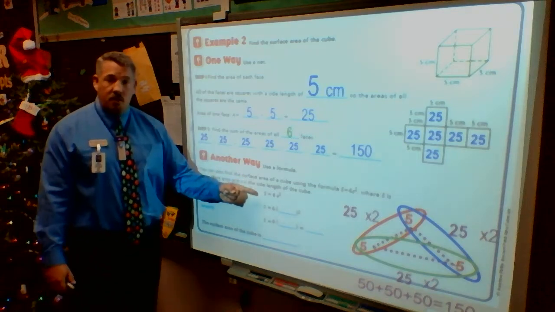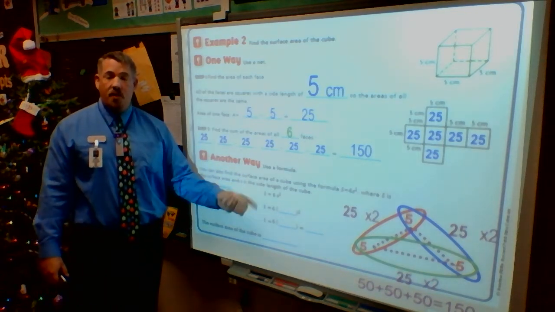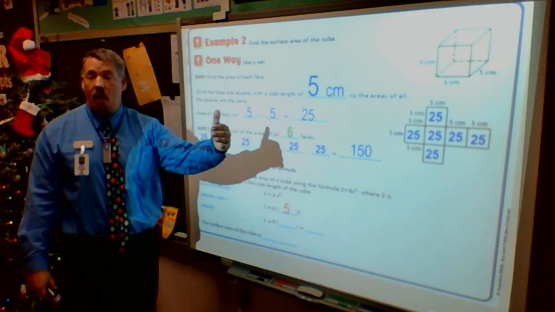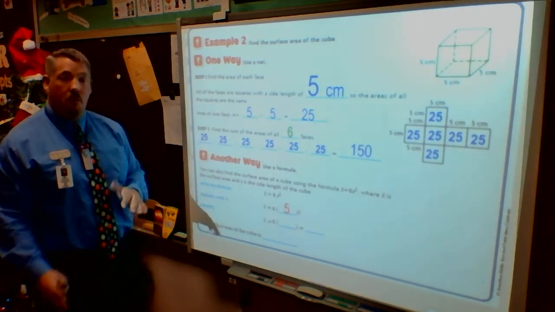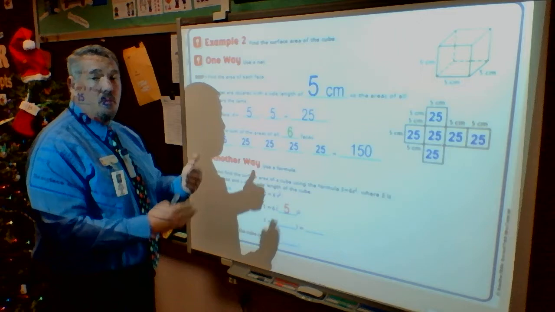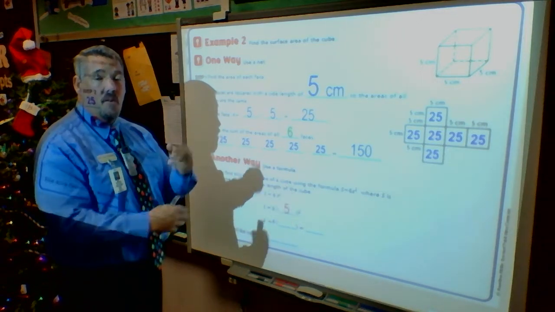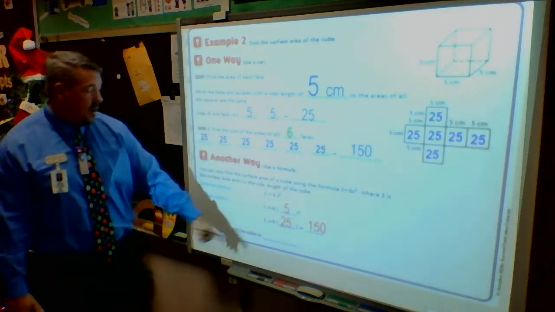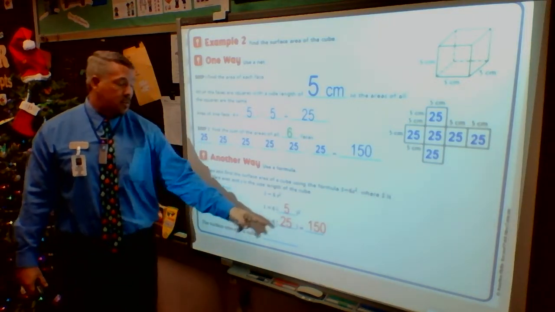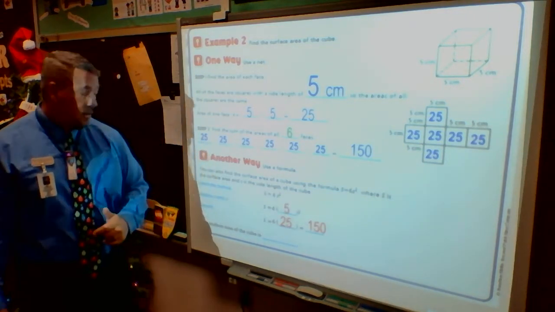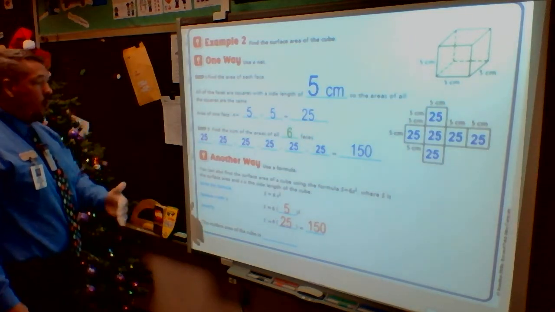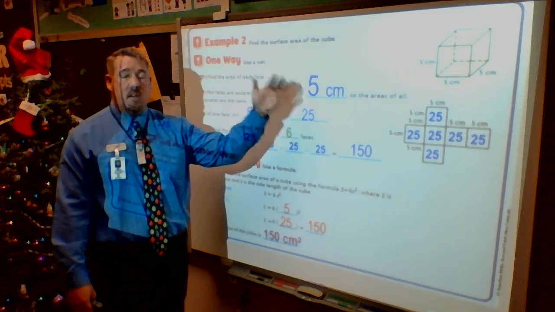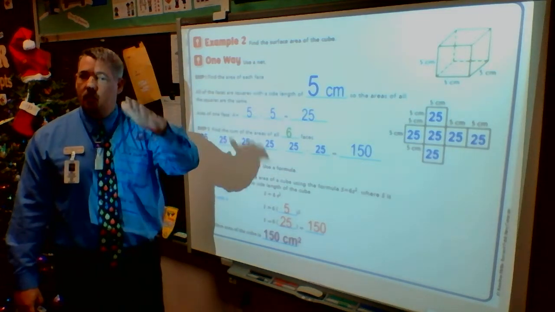They're also letting you know that, well, if it is a square, then all I have to do is square my side. So 5 squared. Once again, the square doesn't tell me to multiply by 2. It tells me to multiply that number by itself that many times. So 5 times 5 is 25. And if I take 25 times 6, I get 150. I'm always going to get 150 square centimeters, no matter which of the 3 ways I do it, as long as I do the math correctly.